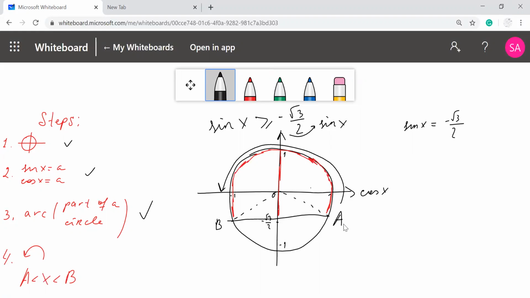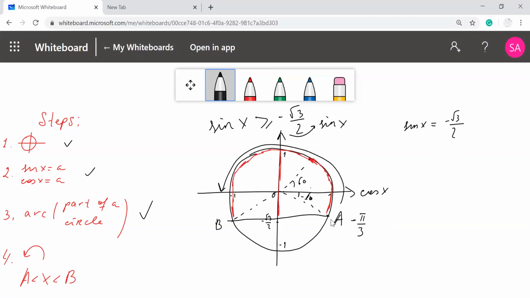When it comes to A, we can see that it's in the fourth quadrant, and it's easy to remember for what angle sine x is equal to root 3 over 2. We know that it is 60 degrees. So it means that here we also have the same amount of degrees. So here we have negative 60, or we can call it negative pi over 3.